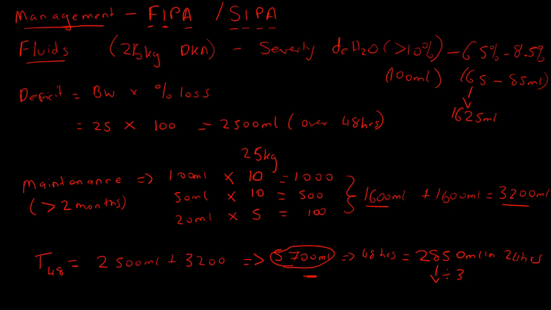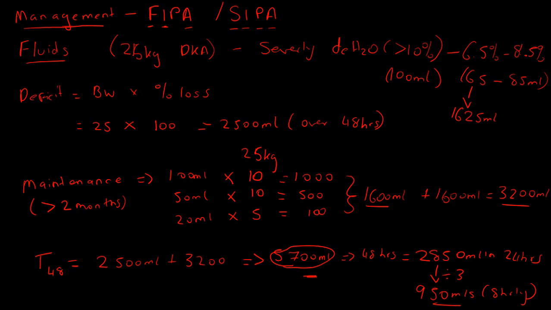So if we divide this by 3 aliquots, that gives us roughly 950 mils. It means that this person is going to be receiving 950 mils 8 hourly. And that's the order that you're going to be giving your nurses, that this child must receive 950 mils over 8 hours.